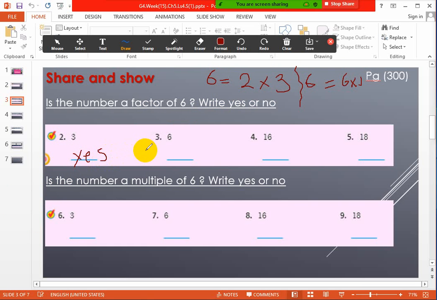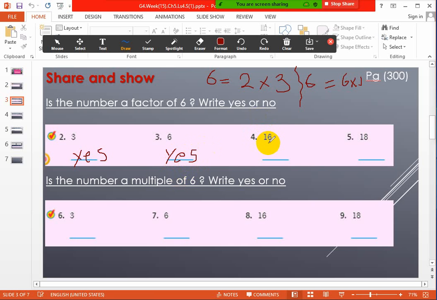Now, what about 6? Is 6 a factor for 6? Yes, of course, because I can multiply 6 by 1 and the answer will be 6. So this is a factor for this number. Any number has at least two factors, the same number and 1. So the answer is yes also.